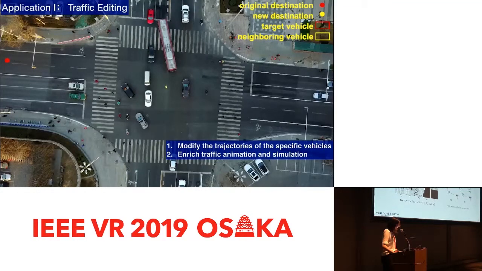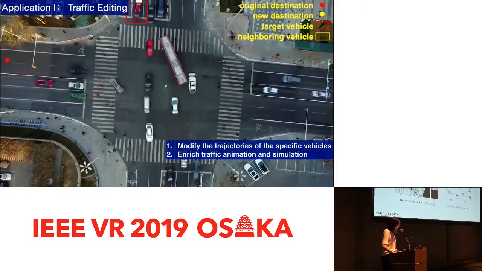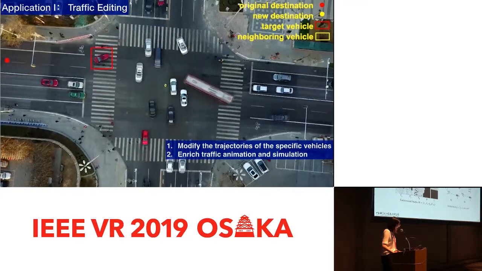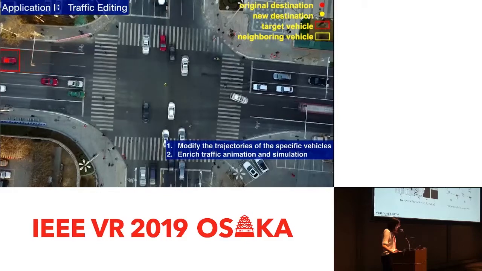Our method can also edit the existing intersectional traffic by modifying some vehicles' trajectories, adding new vehicles, or deleting some existing vehicles. We call it traffic editing. So let's have a look at an example of a vehicle which is given a new destination, and how it plans new trajectories for itself and neighboring vehicles.